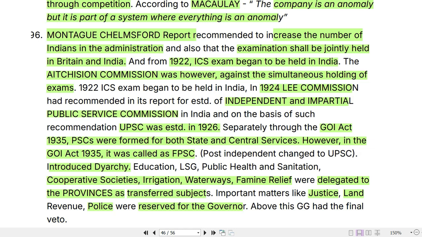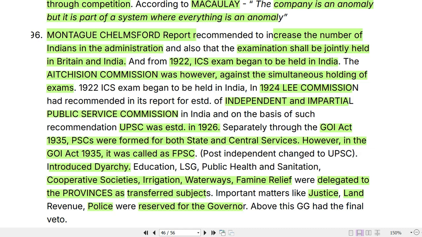मॉन्टेग-चेल्मसफोर्ड रिफॉर्म्स के अंतर्गत एक मांग रखी गई to increase the number of Indians in the administration, जिसके तहत ये डिसाइड हुआ कि अब से simultaneous holding of ICS examinations both in India and England होगा. और 1922 के उपरांत ये स्टार्ट भी कर दिया गया. However Aitchison Commission इसके खिलाफ थे और 1924 में Lee Commission बनाया गया, जिसने ये मांग रखी थी एक independent impartial public service commission बनाया जाए, जिसके तहत UPSC बनाया गया 1926 में.